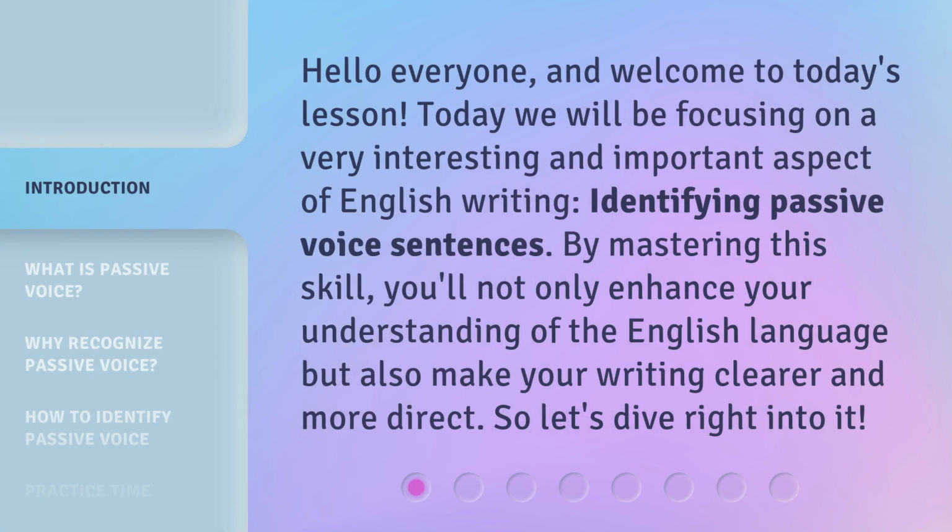Hello everyone, and welcome to today's lesson. Today we will be focusing on a very interesting and important aspect of English writing: identifying passive voice sentences. By mastering this skill, you'll not only enhance your understanding of the English language but also make your writing clearer and more direct. So, let's dive right into it.